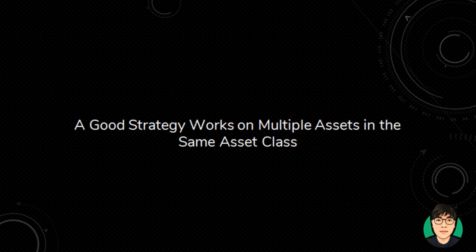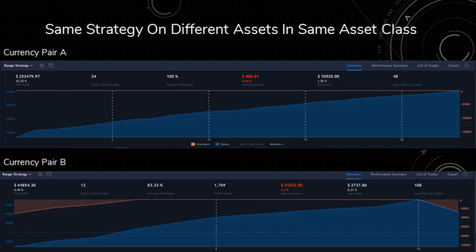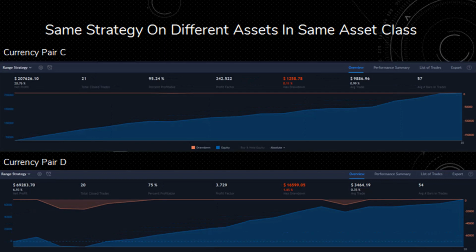A good strategy usually works on several assets in the same asset class. For example, if your strategy works on Apple, it is most likely that it will also work on Facebook, Microsoft, Amazon. But unlikely to work in forex such as EUR/USD, USD/CAD, because they are different asset classes and show vastly different price behavior. As you can see from this example, my range trading strategy worked quite well on multiple currency pairs.